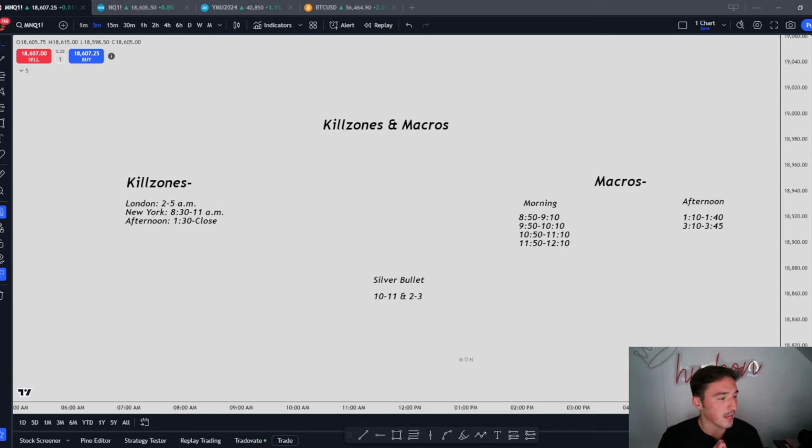ICT, Killzone, and macros. These are going to be specific times of the day, a trading window for you to execute trades. All right, so the first thing we're going to go over is the kill zones, right? So if you're a London trader or a New York trader, I don't know what time the kill zone is for Asia. If you want to trade the Asia session, go look. I just don't care enough to look. So we're going to go over these three kill zones actually.